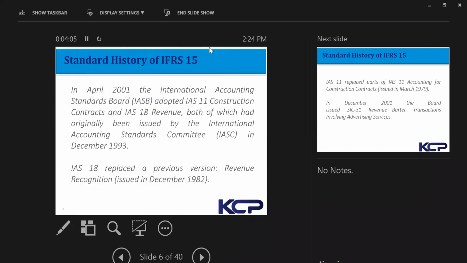So we'll do a brief trace of how we got to where we are on IFRS 15. What has been the position of things before now? In April 2001, the International Accounting Standards Board adopted IAS 11, which is construction contracts, and IAS 18, revenue, both of which had originally been issued by the IASC. What is the correlation between IASC and IASB?